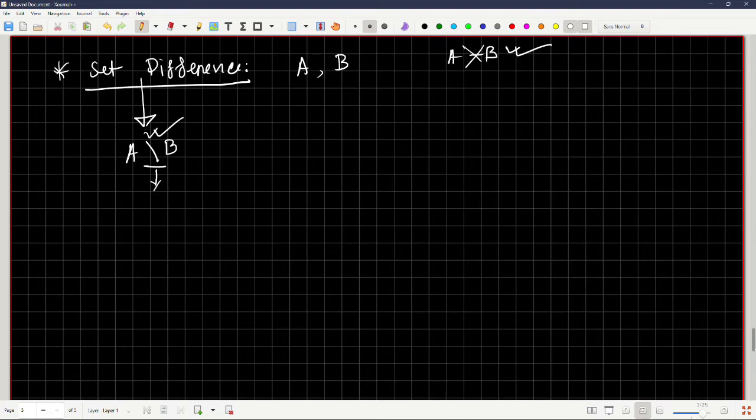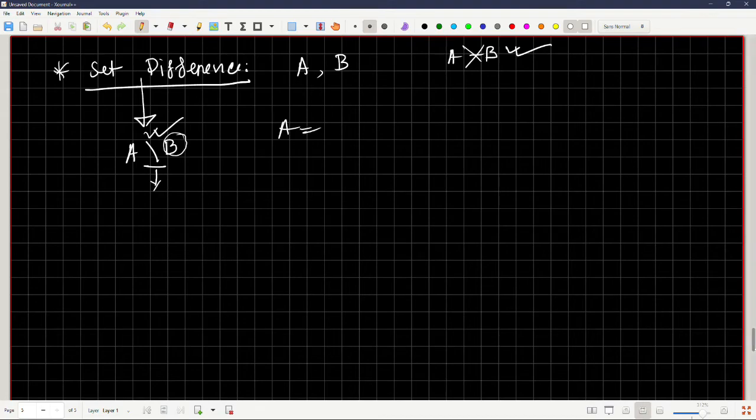Well, it tells us to take all the elements of B and just get rid of them, dump them. And if there are common elements between A and B, get rid of them as well. Let me show you an example, and I think that will make more sense.